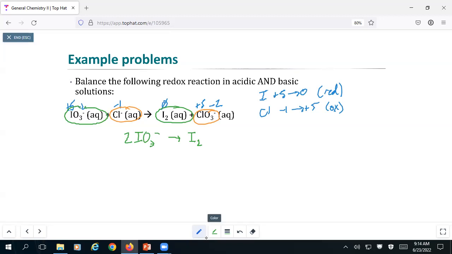Second step, I need to balance oxygens. I do that using water. I have 6 oxygens on this side of the reaction, so that's going to take 6 waters to balance it out.